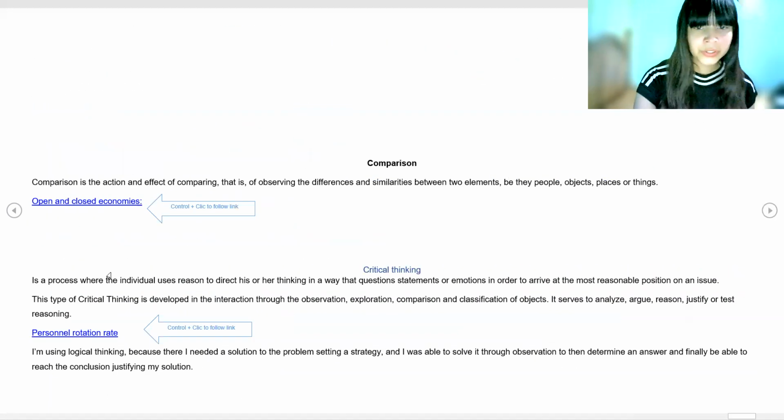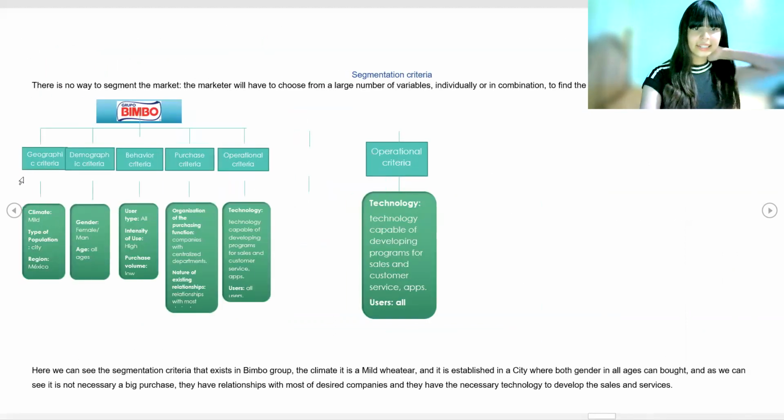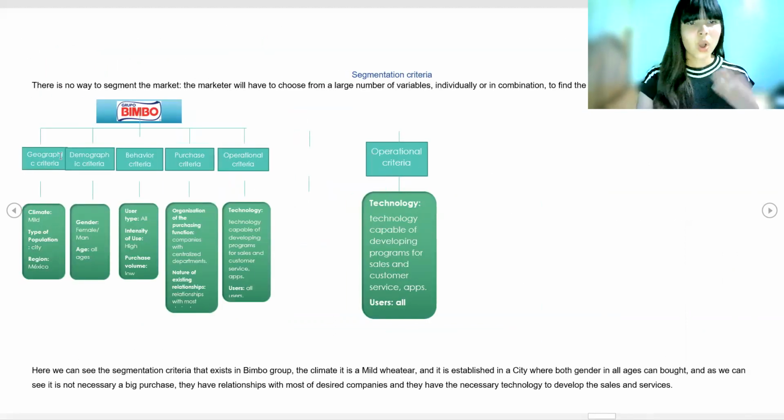Here is another example of classification, the segmentation criteria that I did. I had to classify the criteria of the company, and here we have how I can classify the things that are in the company.